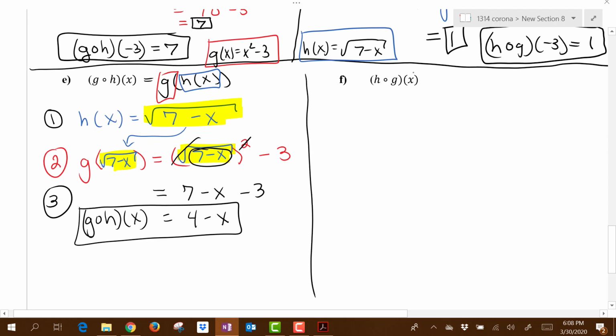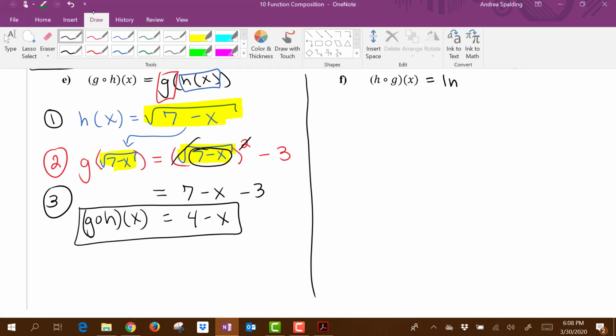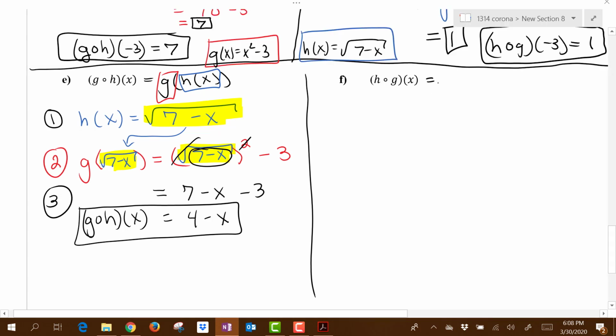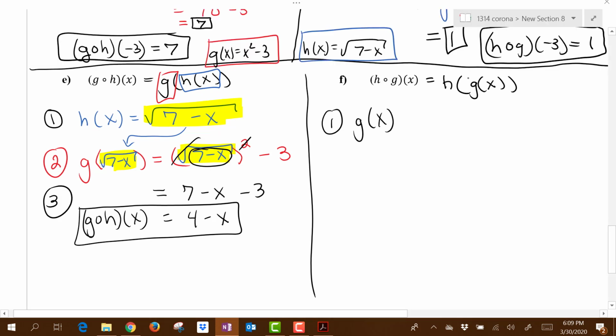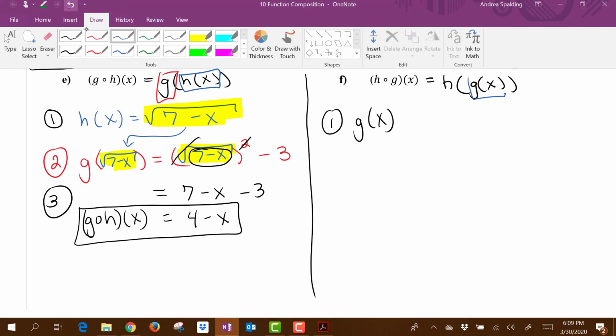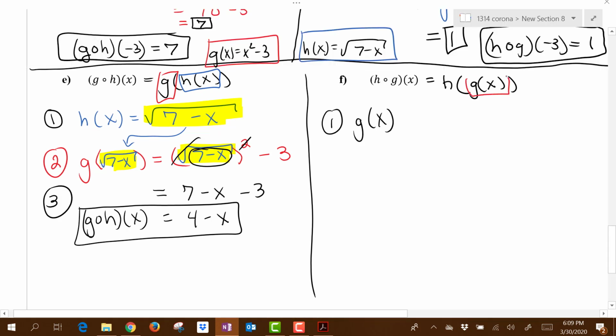Alright, last one. h composed with g of x. We're going to start out with function h. And then inside of that we're going to write g. Each function gets its own parentheses. Inside of the inside parentheses we're going to put an x. Alright, so step 1 would be to put x into g. Oops, let's color code. An x into g. There we go.